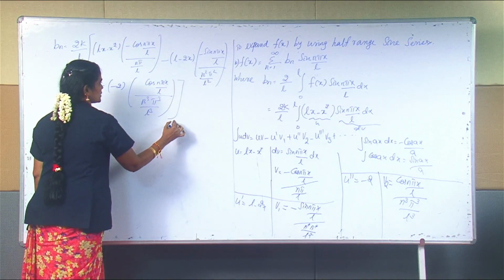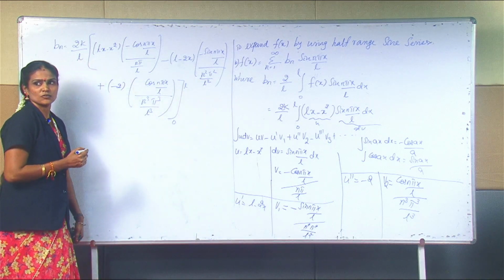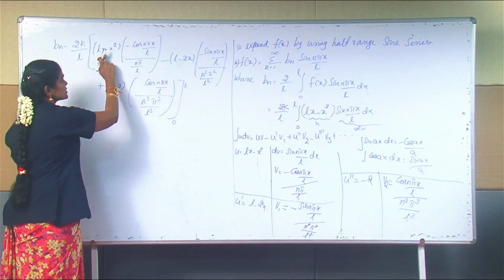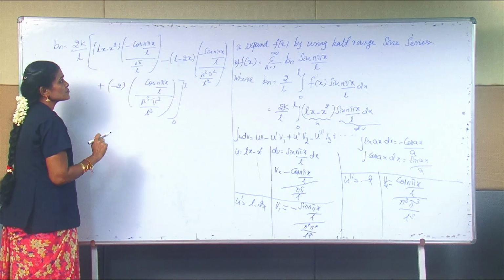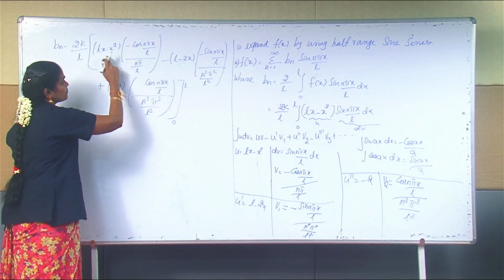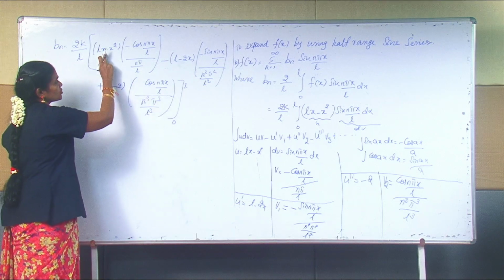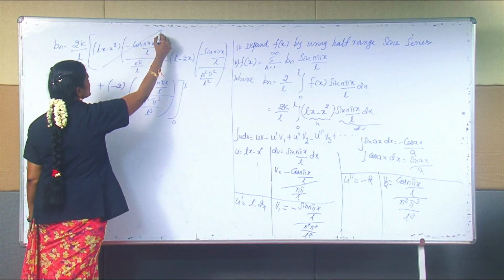So, overall the limit is 0 to L. Now, substitute x in the place of your upper limit and lower limit. If you substitute x with L, L into L becomes L square minus L square becomes 0. So, if you substitute the upper limit in the first function, it becomes 0. If you substitute the lower limit 0 for x, it becomes 0. So, totally the first term becomes 0.